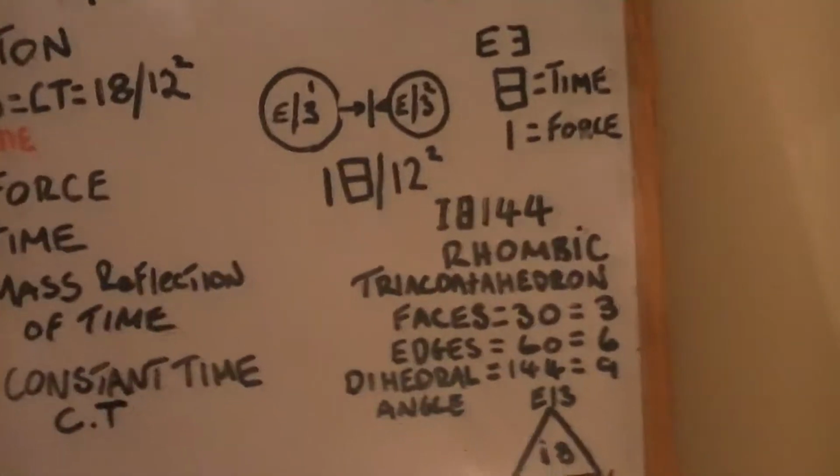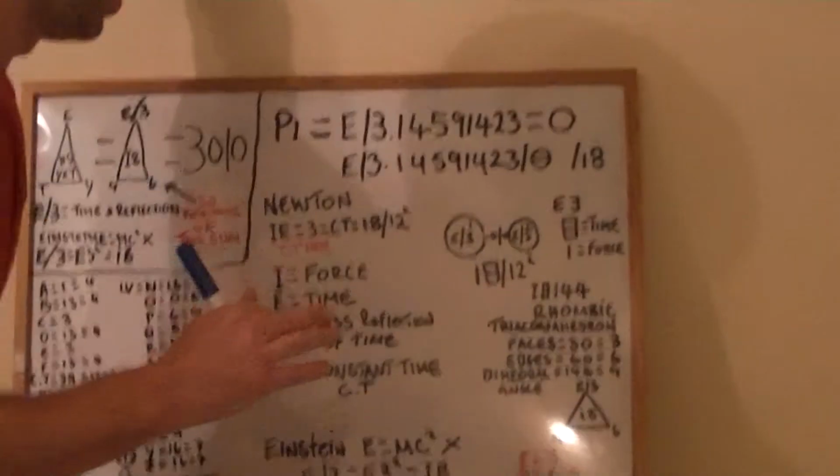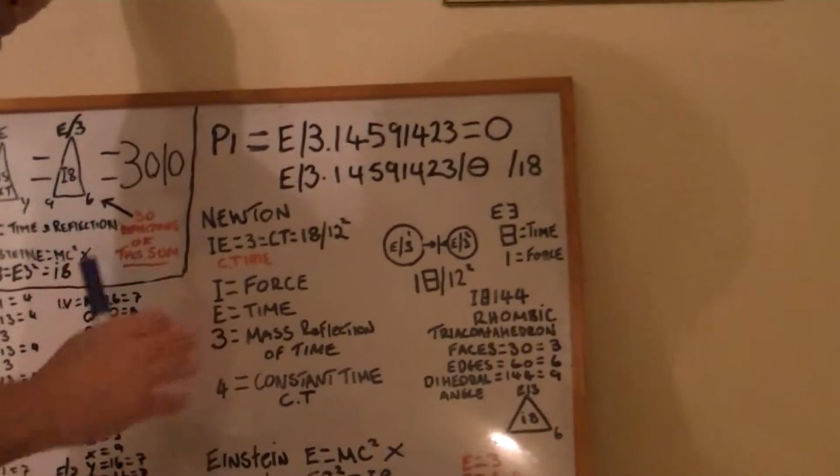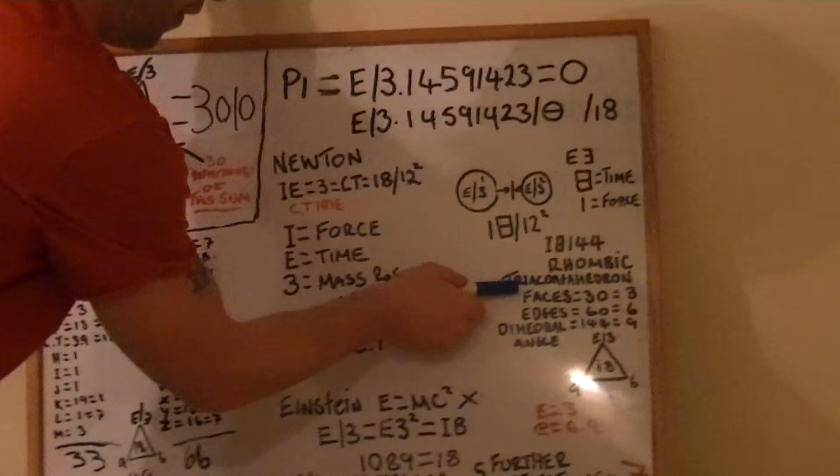Still not convinced, I'll show you. So we are in a rhombic triacontahedron. This means this is what everything is. And to prove this, it has 30 faces.